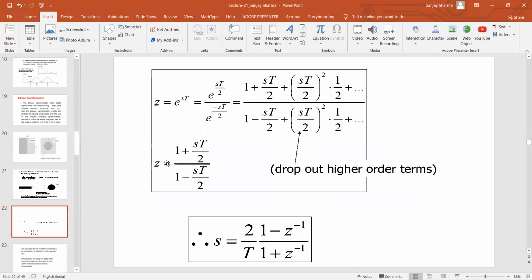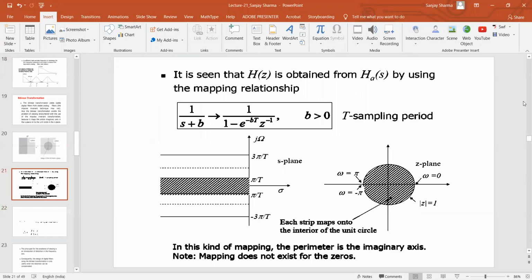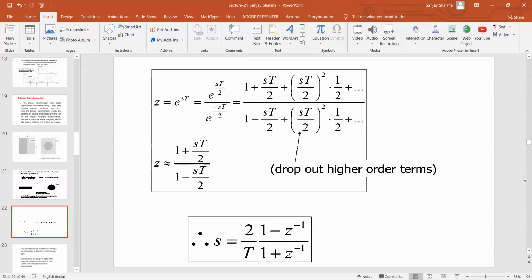Now, let us look at what the bilinear transformation mapping is. In the impulse invariant method, the mapping 1 over s plus b in the analog domain is transformed into 1 over 1 minus e to the power minus bT z to the power minus 1. This is the transformation in the impulse invariant method. Now let us look at the bilinear transformation. How can we transform an analog filter to a digital filter? What is the transformation that we will apply?